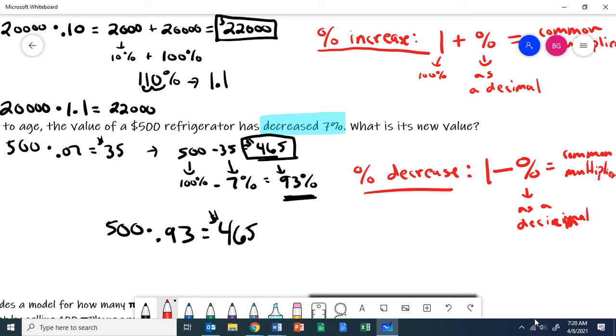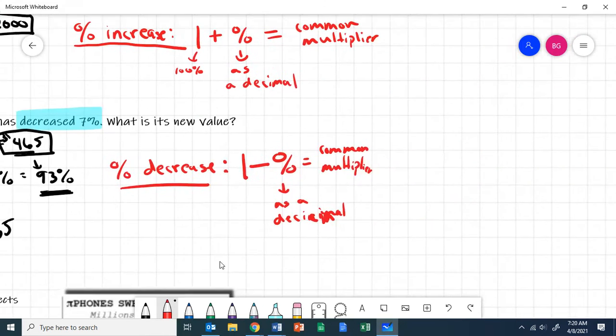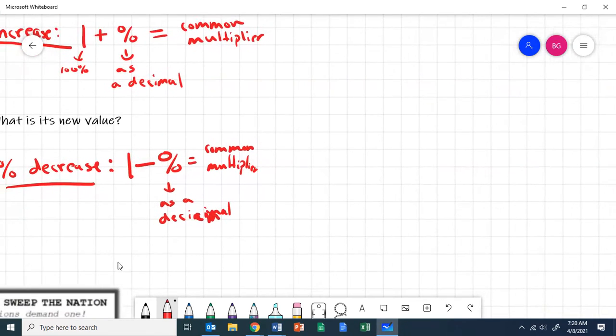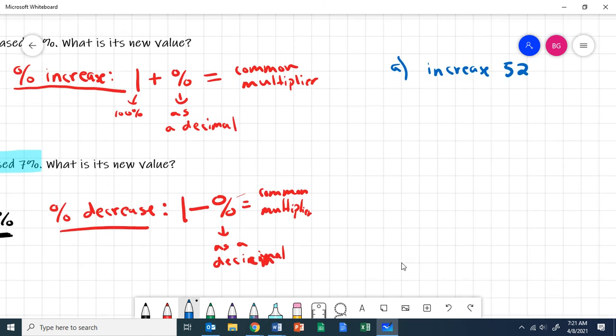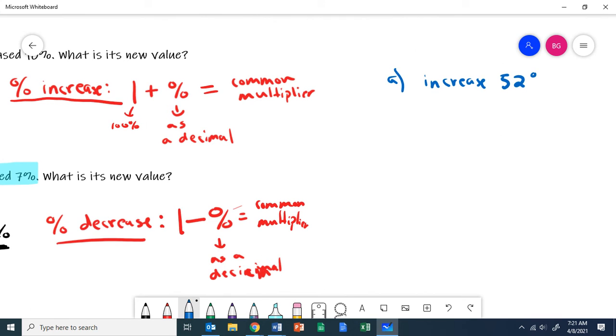All right. So let's test some of these out here. And we'll leave that on the screen for you. This time, here's your first problem I want you to attempt. I have an increase of 52%. I want you to find the common multiplier if I say it increased by 52%. So go ahead and try that one.